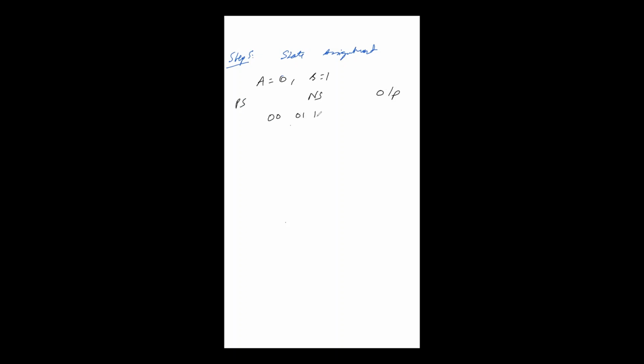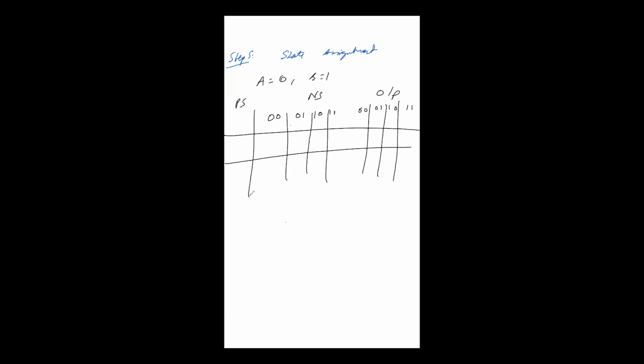Input can be 00, 01, 10, 11. Present state can be 0 or 1 because A and B. So if both the inputs are 0, it will remain in state A. We have seen the state A corresponds to 0, and if the input is 01, remain in state A. 10, it will remain in state A. For 11, it will move to state B.